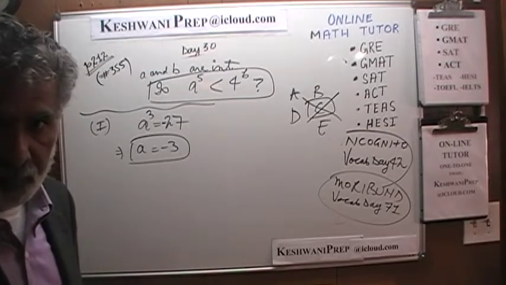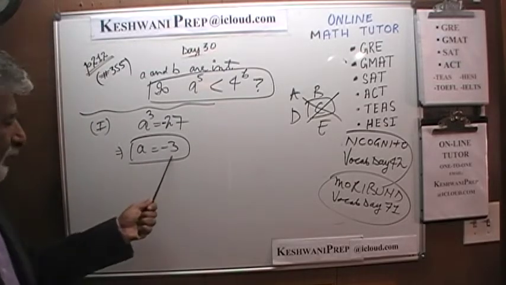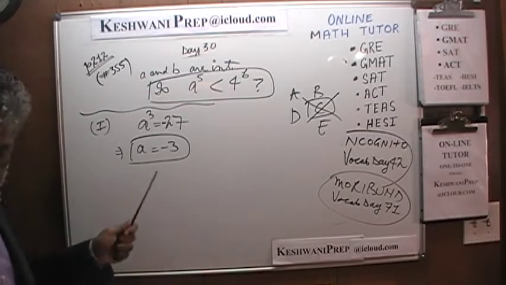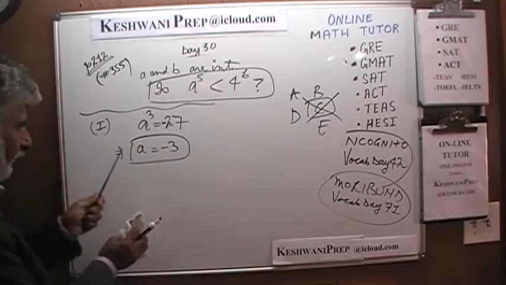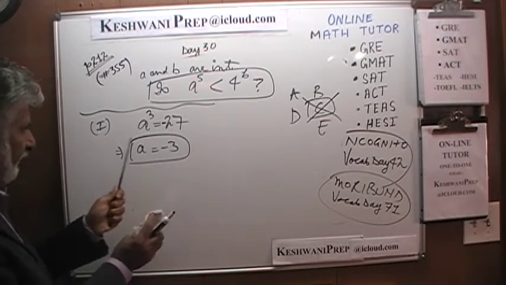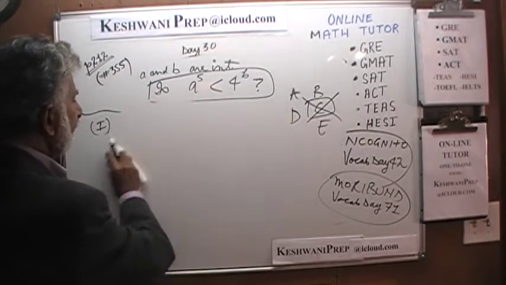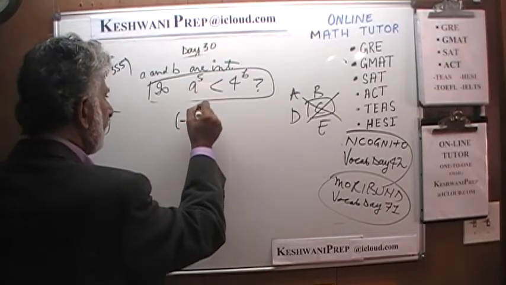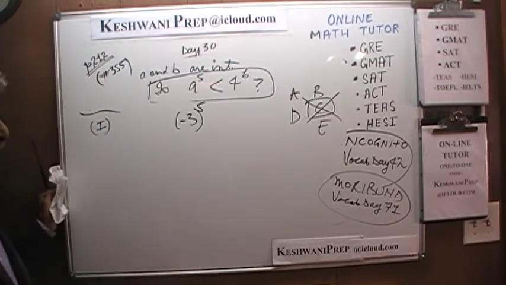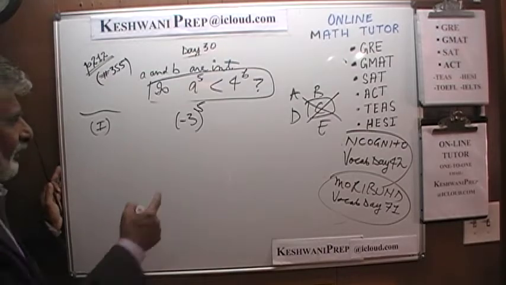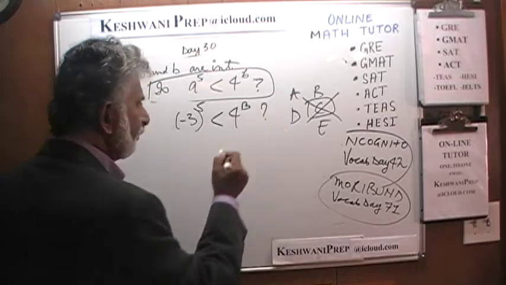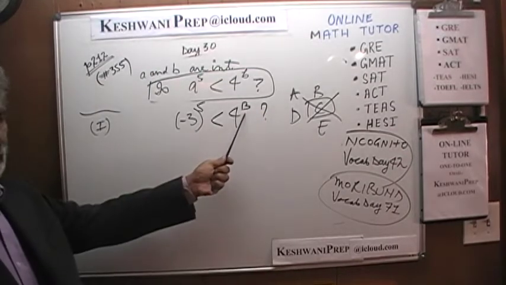Let's do it properly, shall we? Pay attention. We know A is equal to negative 3. I already said it. We don't need any of this, so I'm going to erase all of it. We already have from the first statement that A equals negative 3. Let's put it in here. So we have negative 3 raised to 5. Question is, is this quantity less than 4 raised to B, without knowing anything at all about B?